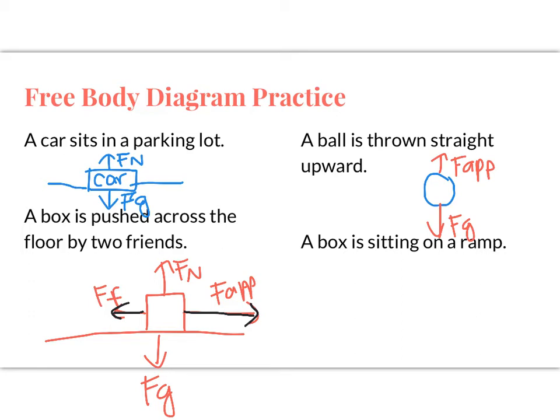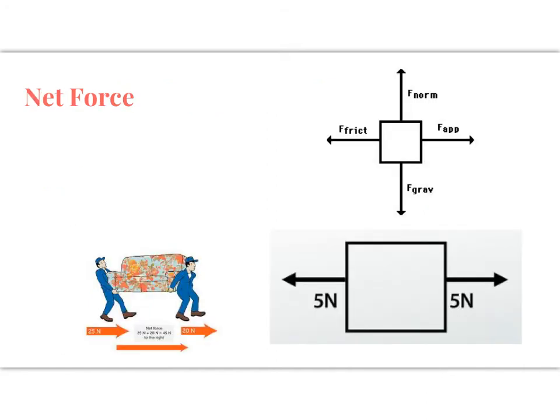And last one, a box is sitting on a ramp. So I have my box. I have force of gravity going straight down. However, I also have my force normal, and if we look back at our notes, force normal is perpendicular to the surface. So it's actually going at an angle. Pretty cool. In this problem, I could also have friction that's going back, and those are my only forces.